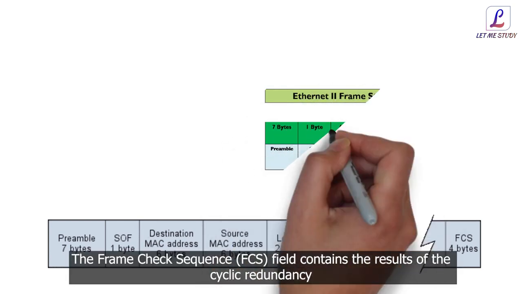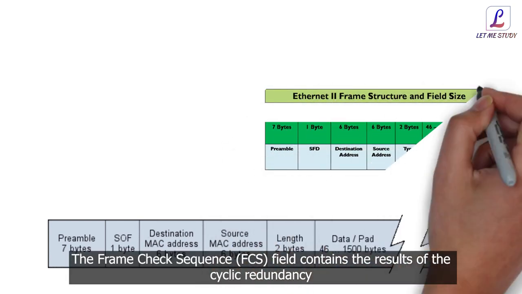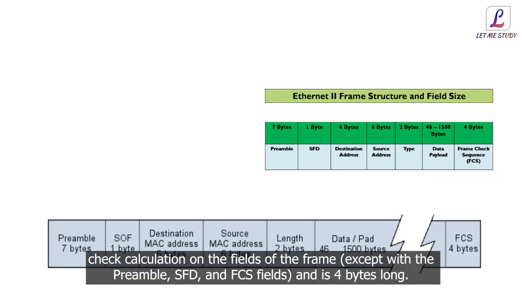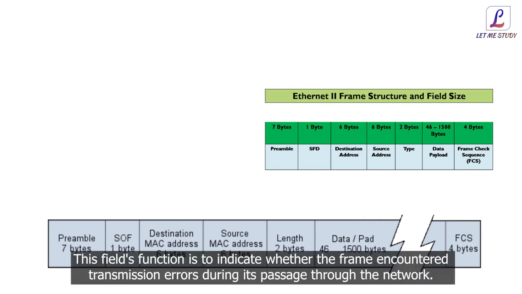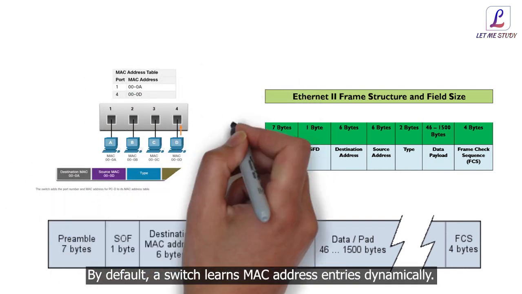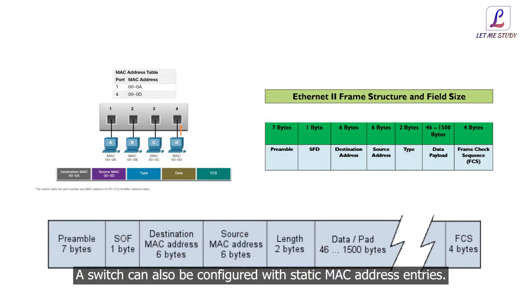The data portion represents the actual data being sent from a higher layer of the OSI model. The frame check sequence, FCS, field is 4 bytes long and contains the results of the cyclic redundancy check calculation on the fields of the frame, except the preamble, SFD and FCS fields. The field's function is to indicate whether the frame encountered transmission errors during its passage through the network. By default, a switch learns MAC address entries dynamically. A switch can also be configured with static MAC address entries.